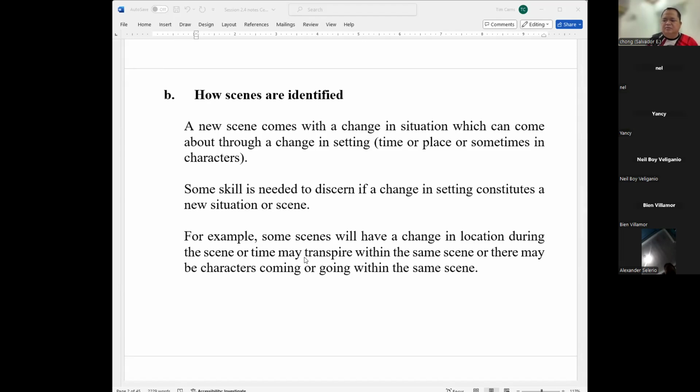You can think of it this way: each scene comes with a change or a new situation. That situation, which we could define as a series of events or statements that are connected together, has its own time and place and characters. So whenever there's a change in the setting, either in the time or the place, sometimes the characters, that's probably showing us a change in situation, or a new scene.